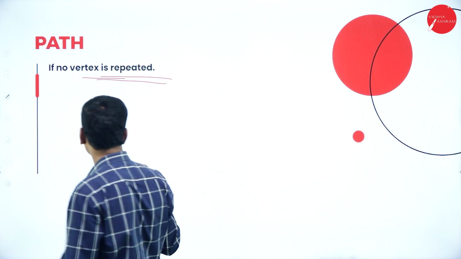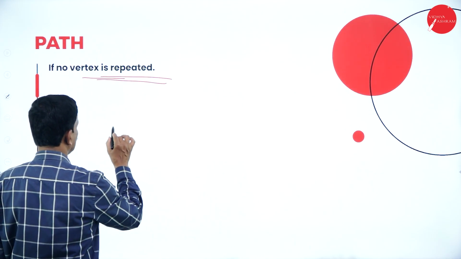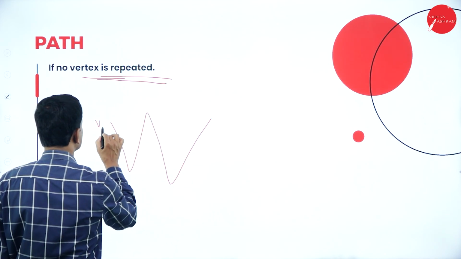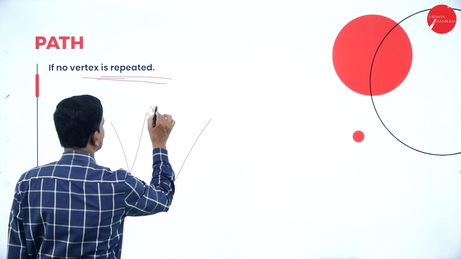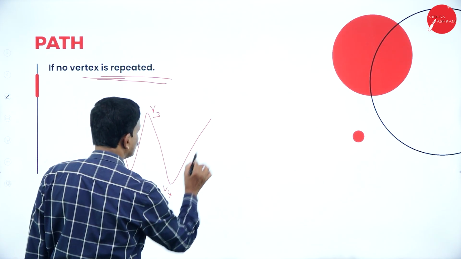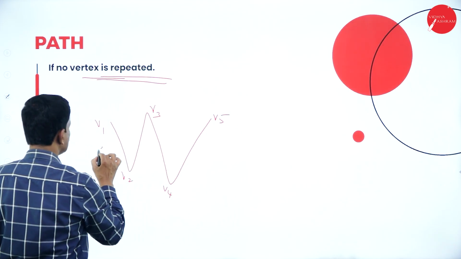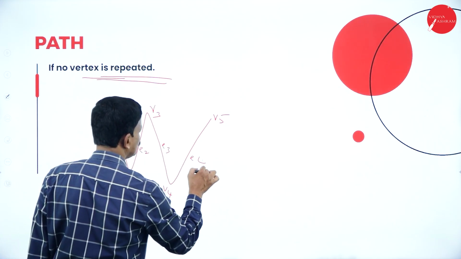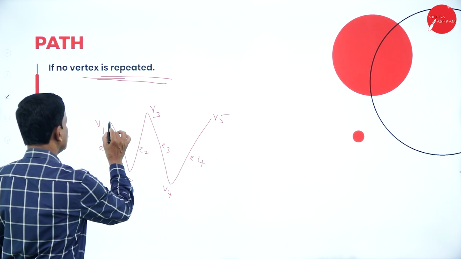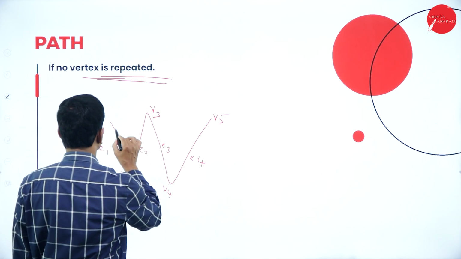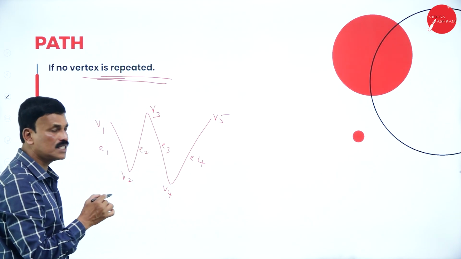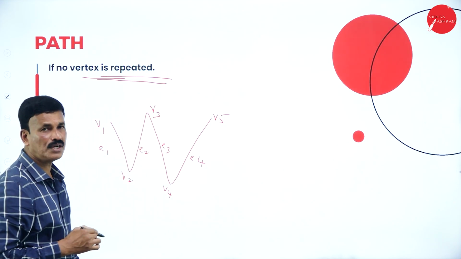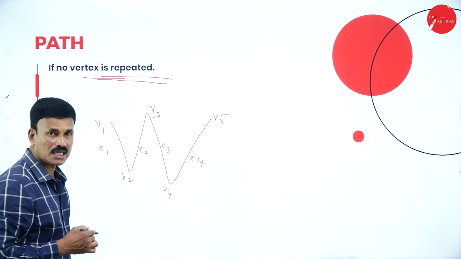Now, let us consider an example for a path. See, this is V1, V2, V3, V4 and V5. The edges are E1, E2, E3 and E4. Here the starting point and the ending point are different. V1 is the starting point and the ending point is V5.